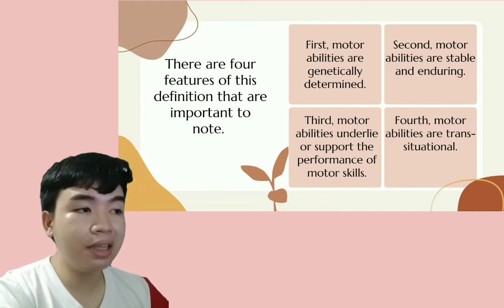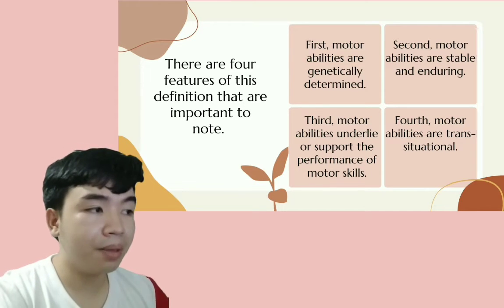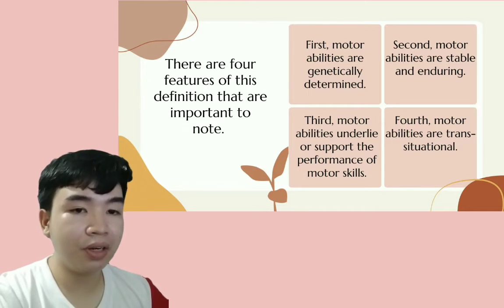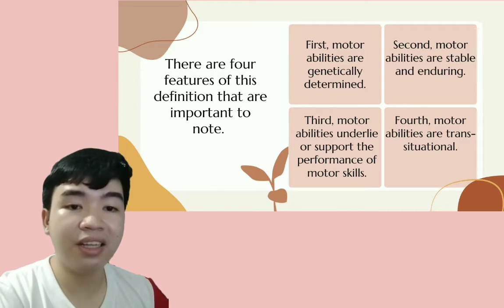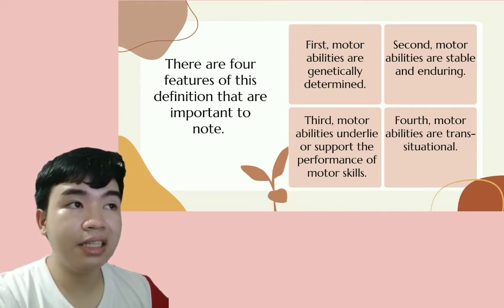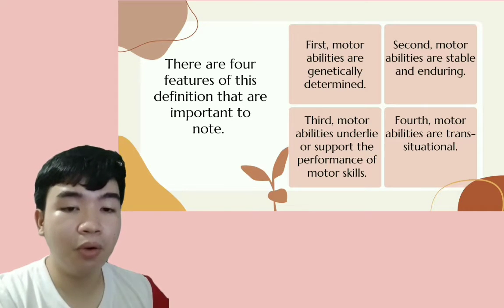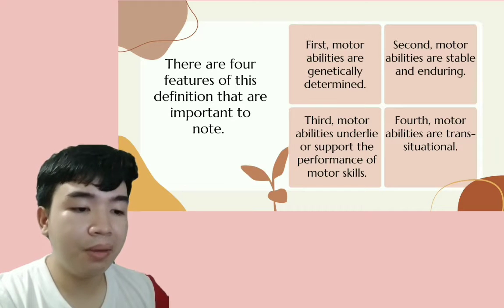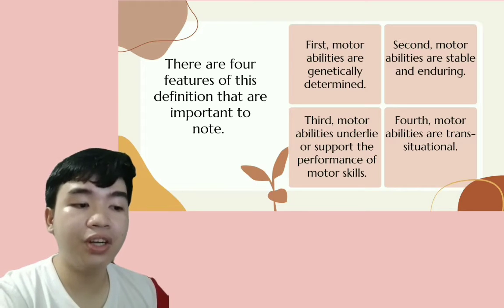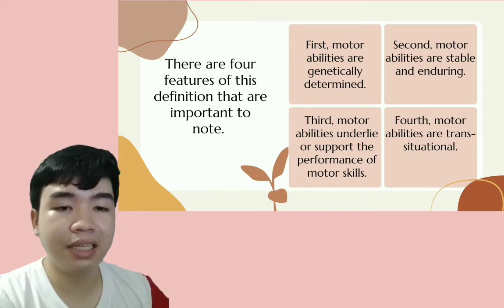Third, motor abilities underlie or support the performance of motor skills. So motor abilities are considered the building blocks of motor skills. It is important to distinguish the difference between skills and abilities. When we say skills, they are not genetically determined. They are learned over time, and you are not born with skills. While motor abilities are the basic equipment that people are born with and from which they draw in order to learn and to perform skills.